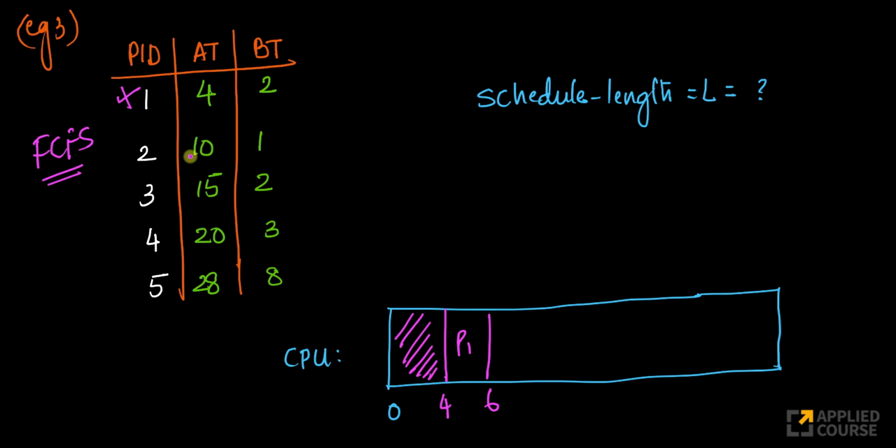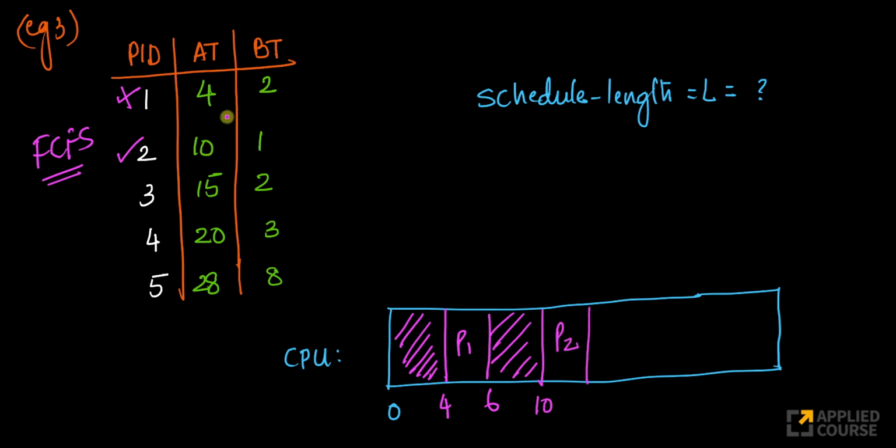No other process is there up to 10 seconds, which means from 6 seconds to 10 seconds, look at this, I'm still sitting idle. I've not yet finished. No other process arrived. Now at 10 seconds, P2 arrives. Now P2 is the only process that is competing for it. So let's place P2 here.